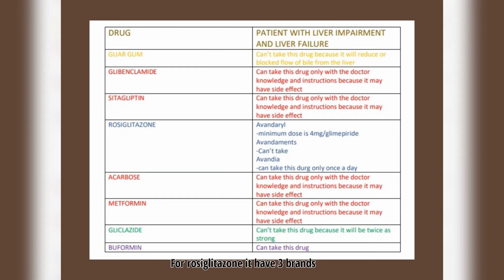For rosiglitazone, it helps to burn; Avandaryl, Avandamet, and Avandia. For Avandaryl, this patient can take it, but the minimum dose is 4 mg of glimepiride. For Avandamet, this patient cannot take it, and for Avandia, this patient can take this drug only once a day.